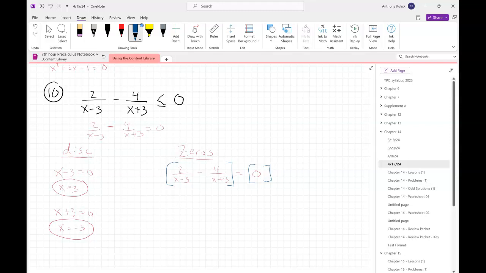So notice that there's nothing to factor in these denominators, right? So what do I need to multiply both sides of this equation by to clear the fractions, to get rid of the denominators? Should be real easy. What's the least common multiple of x minus 3 and x plus 3? It's going to be x minus 3 times x plus 3.